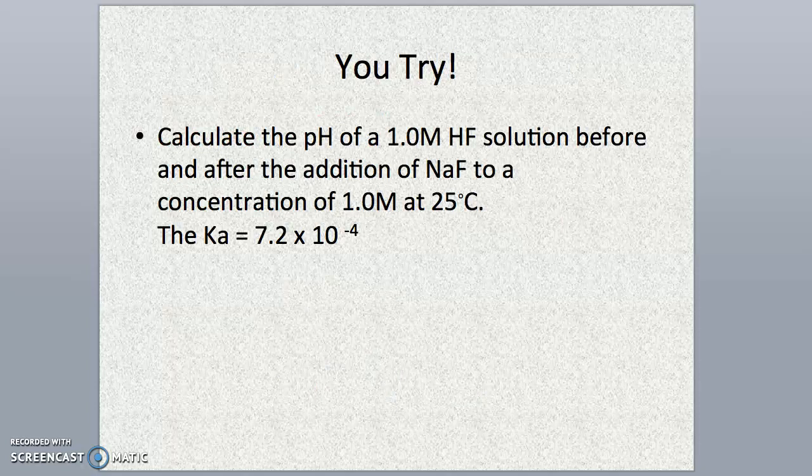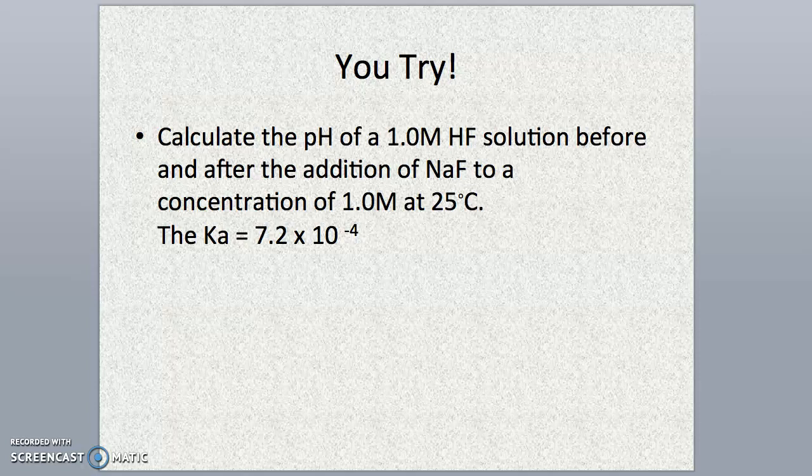This problem is for you to try on your own. You will have to calculate two pH values. The first is just the weak acid, HF. They gave us the molarity, the concentration, so write the hydrolysis reaction and use an ice table.